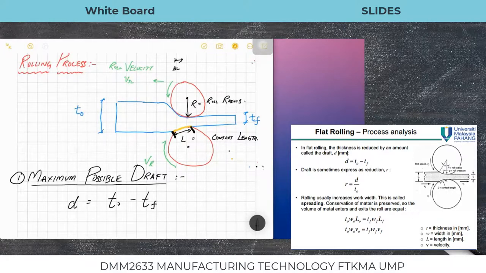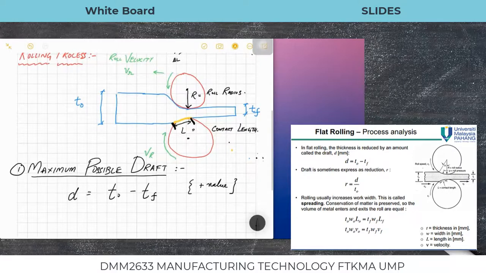And because the final thickness is always lower than the initial thickness, it will always be a positive value. So this is called draft. The unit of draft is usually millimeters. Remember in the exam, never forget to write the units. So draft is the difference between initial thickness and final thickness.